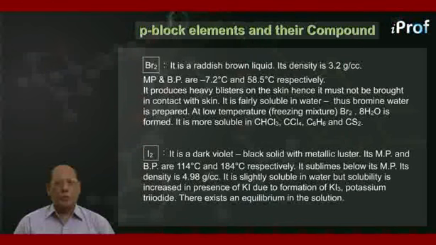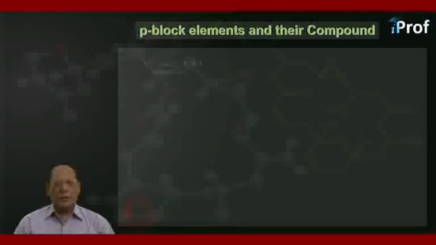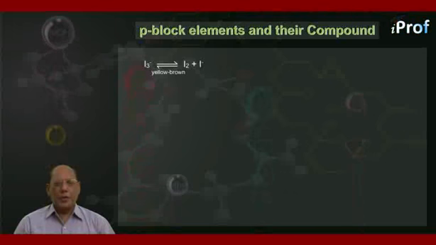It is slightly soluble in water, but solubility is increased in presence of potassium iodide due to formation of KI3, that is potassium triiodide. There exists an equilibrium in the solution, that is I3 minus, which is yellow brown, in equilibrium with I2 plus I minus.